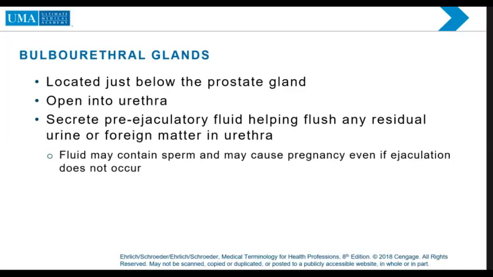Next, you have your bulbourethral glands. These are located just below the prostate gland. It opens into the urethra. It secretes a pre-ejaculatory fluid, helping flush any residual urine or foreign material out of the urethra. The fluid may contain sperm and may cause pregnancy even if ejaculation does not occur.